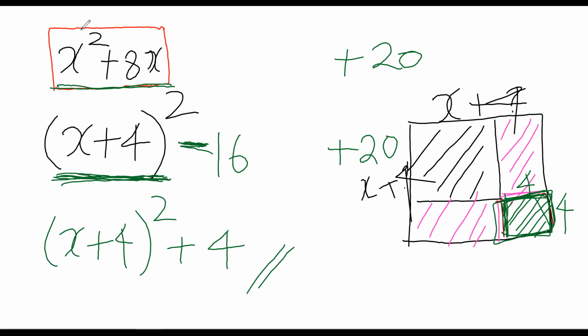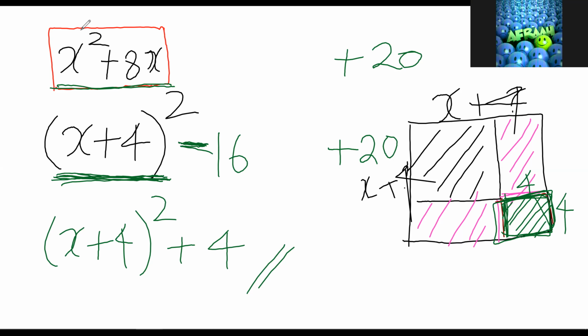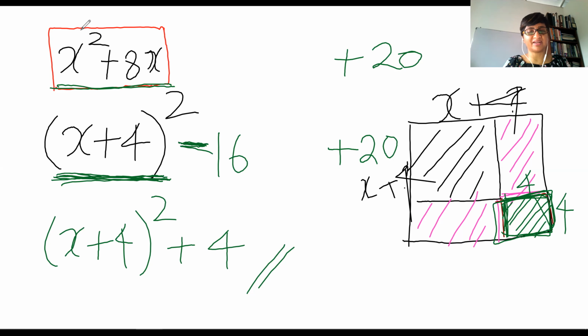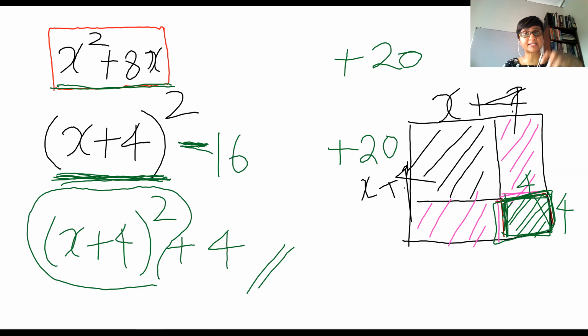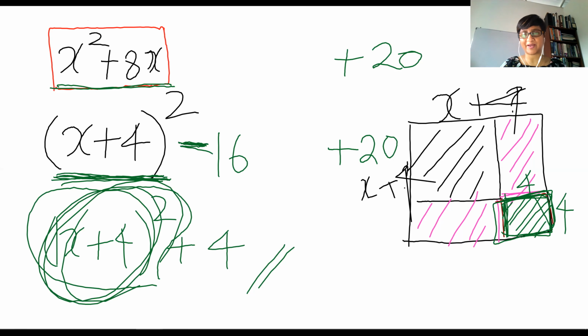This is plus 4. Can we draw another square like 2 into 2? Yeah, but that is not needed. Our aim was to put the terms that have x in them, like the x square and the 8x, into a square. So that is done. Now all the x terms are in here, right? And they are inside a square.